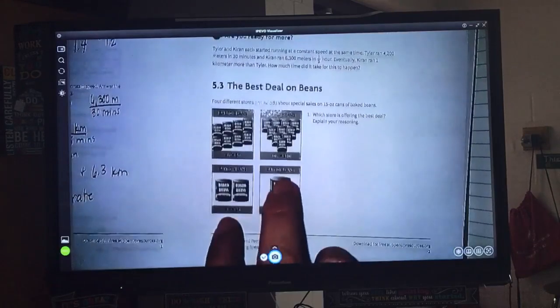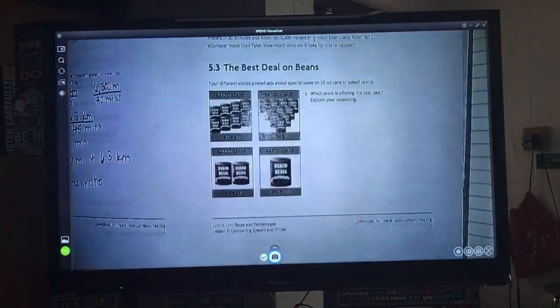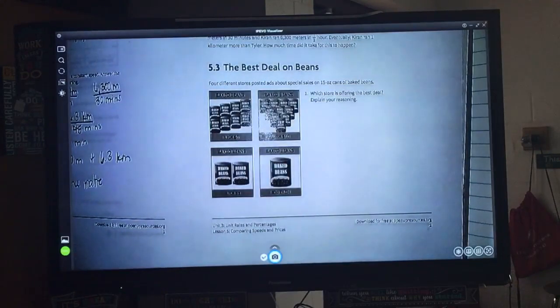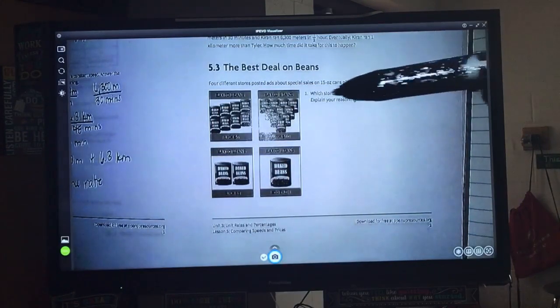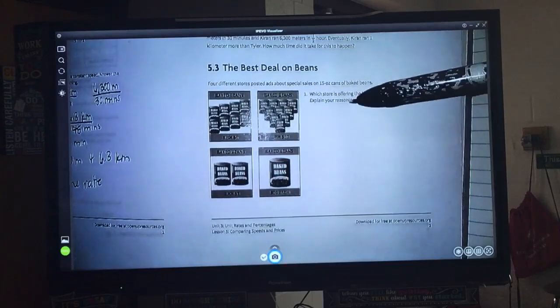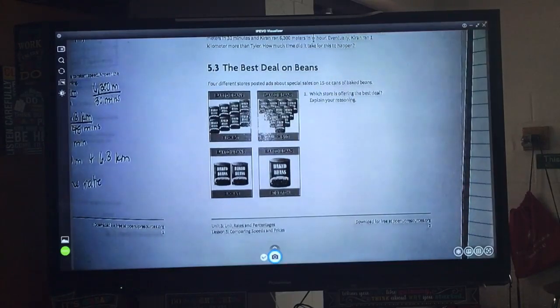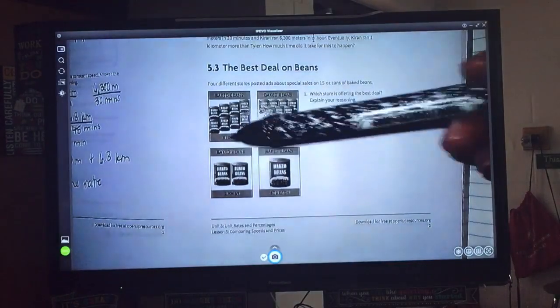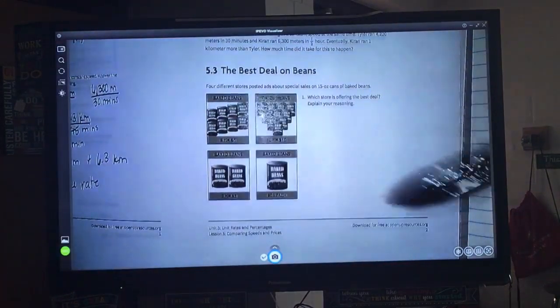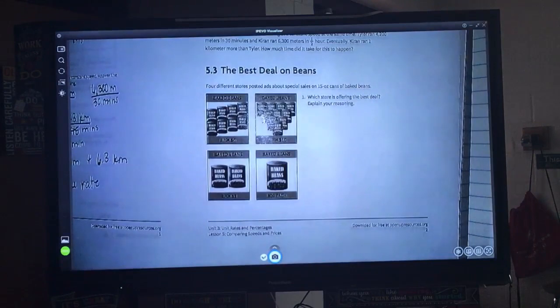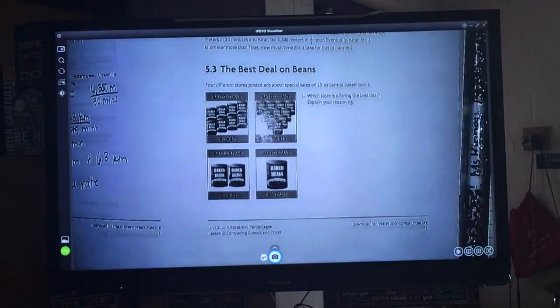All right, slide down to the best deal on beans. It says 4 different stores posted ads about special sales on 15-ounce cans of baked beans. Which stores offered the best deal? Explain your reasoning. So I'm going to put a stipulation on this. You have to find the unit rate of each one of these and circle which one is the best deal. Raise your hand and tell me, how do we know what the best deal is? Put your pencils down. River.